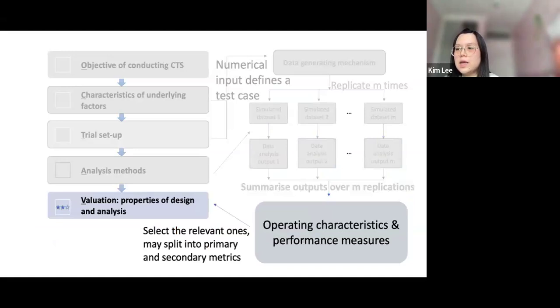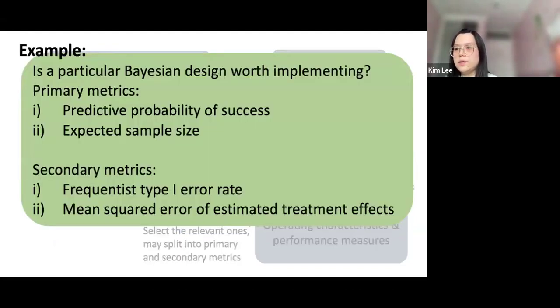To select a design and analysis strategy for implementation, we suggest selecting a few performance measures to consider. One may have primary and secondary metrics to show what the design strategy can potentially lead to. For example, when considering whether it is worth implementing a particular design, the primary metric can be predictive probability of success and expected sample size, while the secondary metric can be frequentist type 1 error rate and mean square error of estimated treatment effects.